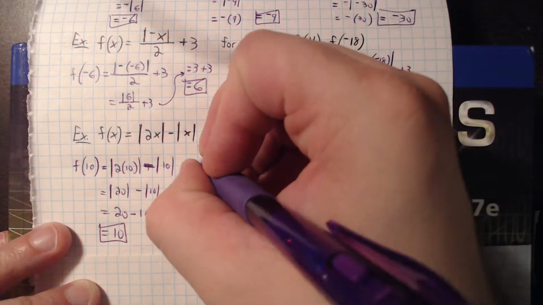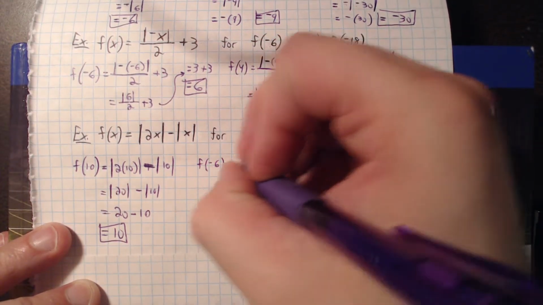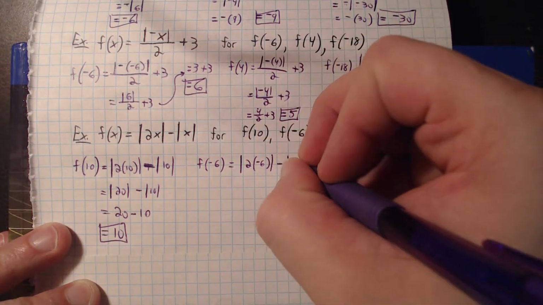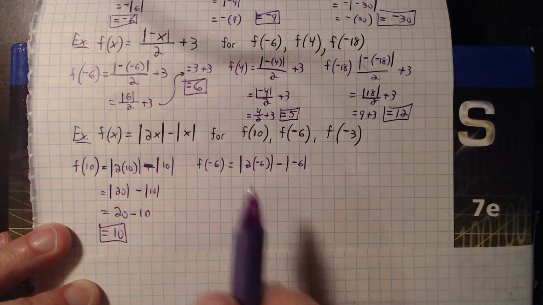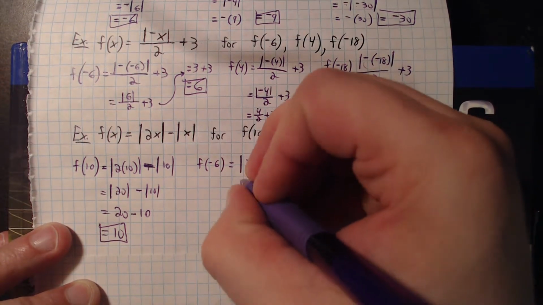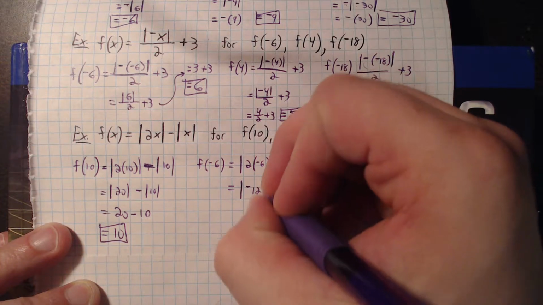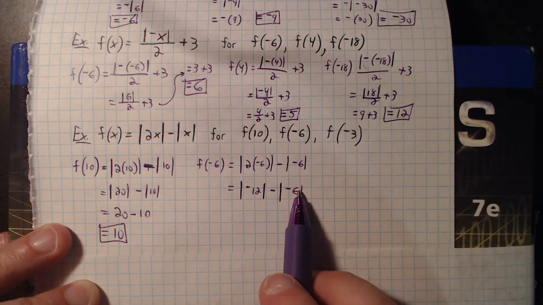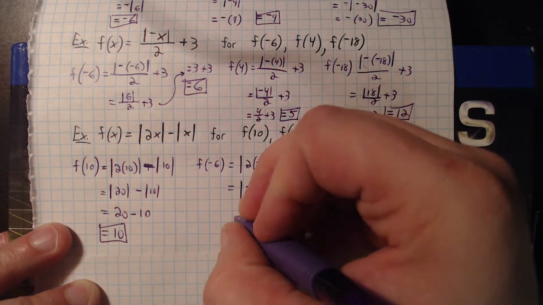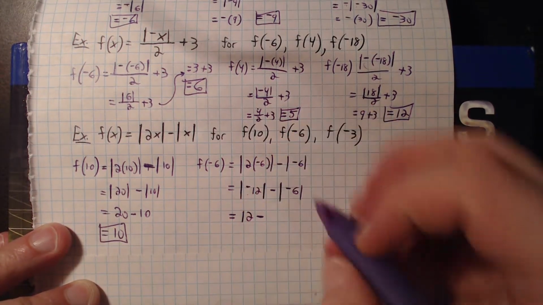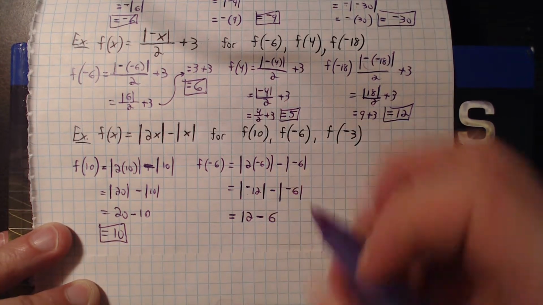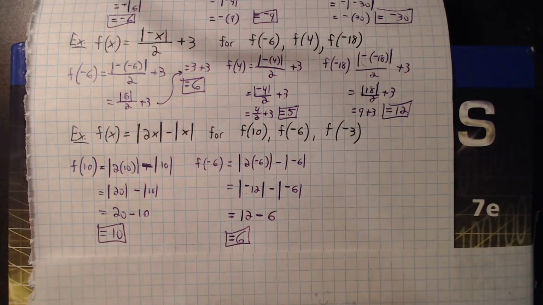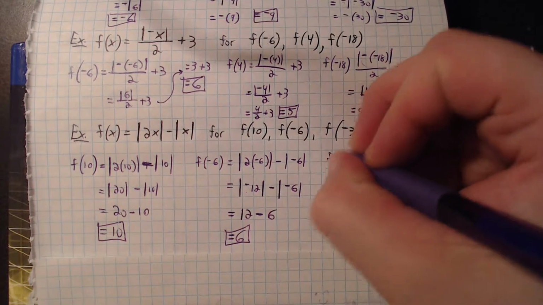Here we're going to do f evaluated at negative 6. So 2 times negative 6 minus the absolute value of negative 6. 2 times negative 6 is negative 12. Now we've got the absolute value, that's going to help us out here. The absolute value of negative 12 is 12. The absolute value of negative 6 is 6. 12 minus 6 gives us 6. And our last one, negative 3.